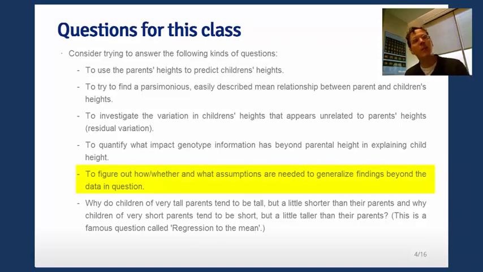And then here's a fun question that Galton answered, and it's called regression to the mean or regression to mediocrity. The basic question is, why do children of very tall parents tend to be tall but a little bit shorter than their parents? And why do the children of very short parents tend to be short but a little bit taller than their parents? And this is the famous idea of so-called regression to the mean.